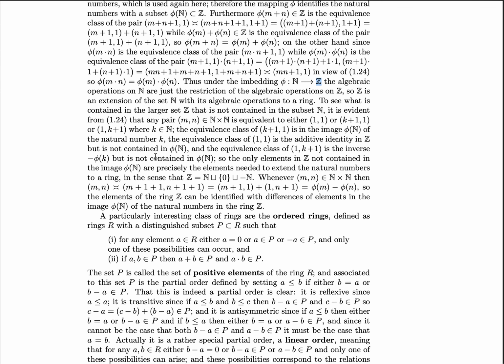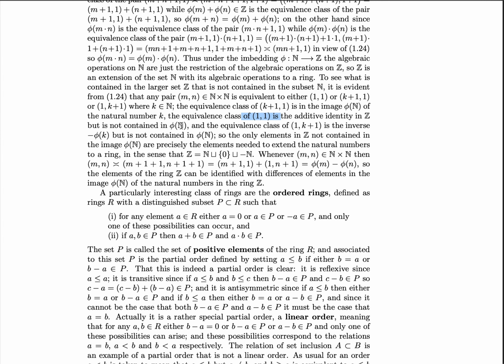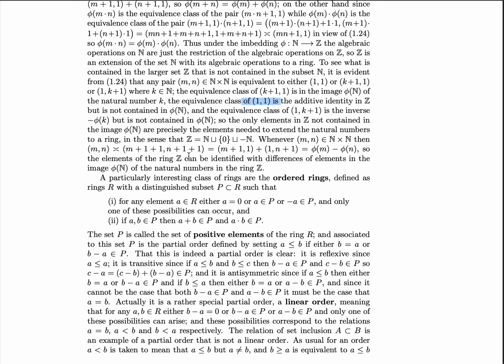To note what elements are contained in the larger set Z which are not contained in the subset N, it is clear that any pair (m, n) is equivalent to either (1, 1) or (k plus 1, 1) or (1, k plus 1), where k is in N. But the equivalence class of (k plus 1, 1) is in the image of phi of the natural number k, while the element (1, 1) we've noticed is the additive identity of Z, but is not contained in phi of N. You can think of the fact that (1, 1) will act as 0, and there is no 0 element in N, therefore 0 is not in phi of N, because there's no element within N which phi can send to 0.